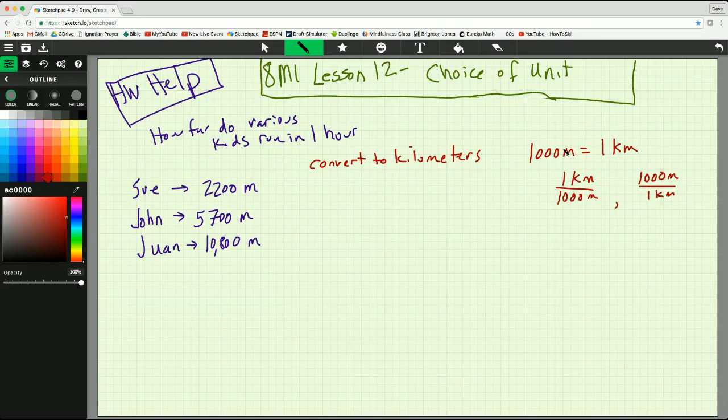And remember back to what we learned earlier in the lesson about our multipliers. To convert between meters and kilometers, we either have to multiply by this guy or this guy, depending upon which one will cancel our units. So let's do it for Sue. Say for Sue, it's 2,200 meters.